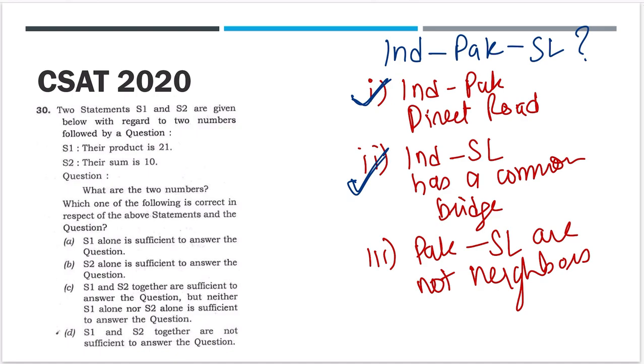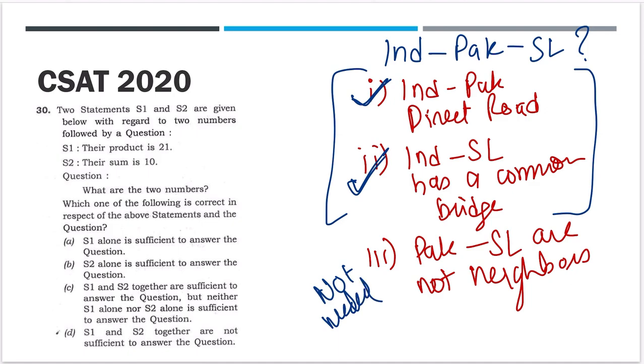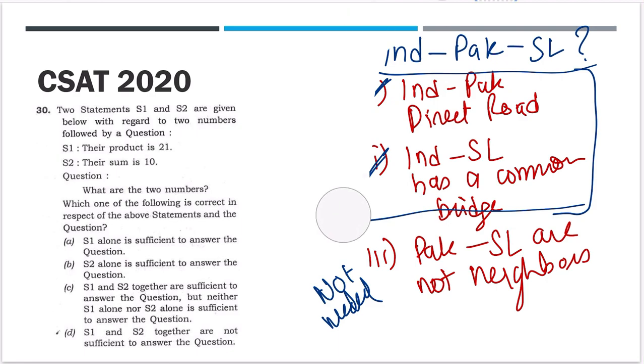So you understand? To make it a complete answer, we need both of these statements. Third statement, Pakistan and Sri Lanka are not neighbors. This statement is not needed to reach the conclusion that India, Pakistan and Sri Lanka are neighbors. Why? Because from the first two statements only we can conclude that these three countries are close to each other. I hope this is clear. This is known as sufficient data.